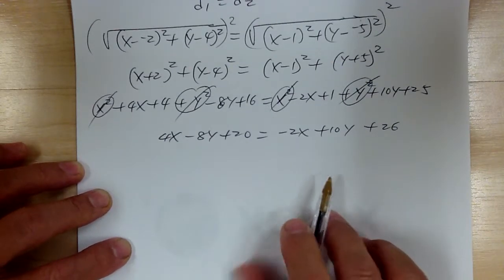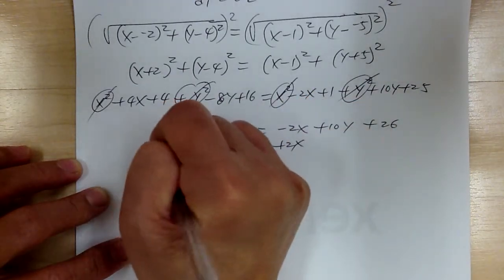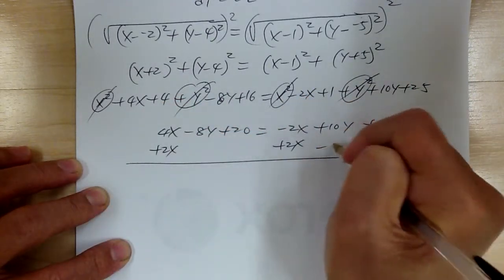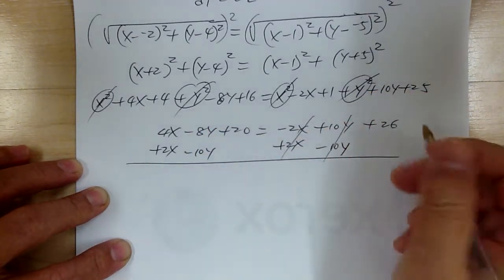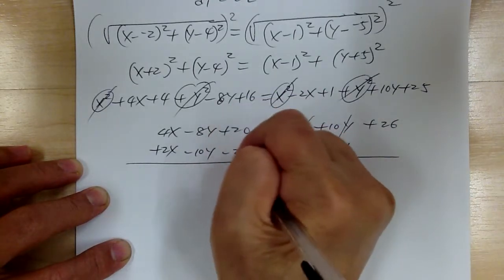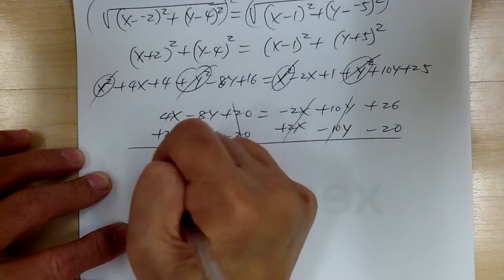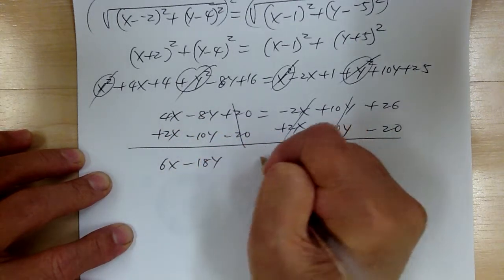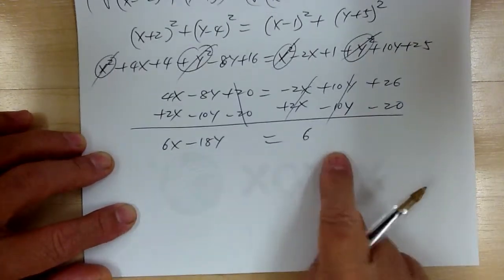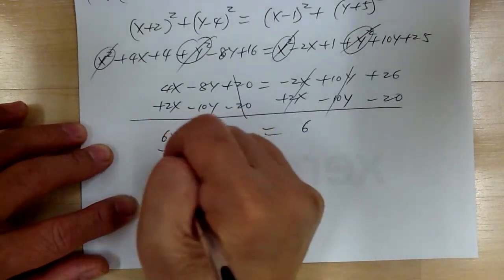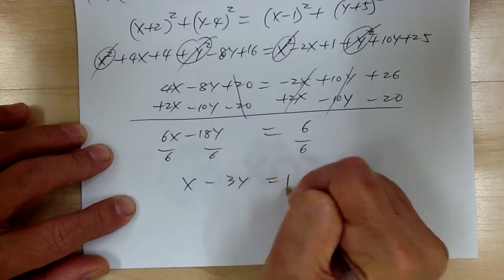And I am going to put it in standard form, so move this over, so plus 2x, minus 10y, minus 10y, so this cancels out. And I'm going to move this over, so minus 20, minus 20. So you get 6x minus 18y equal to 6. Then you have to reduce. Okay, all these are multiples of 6, so divide by 6. So you get x minus 3y equal to 1.